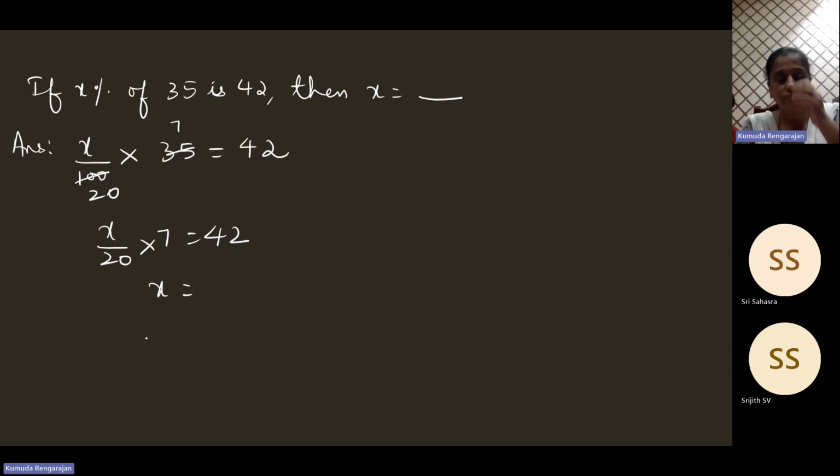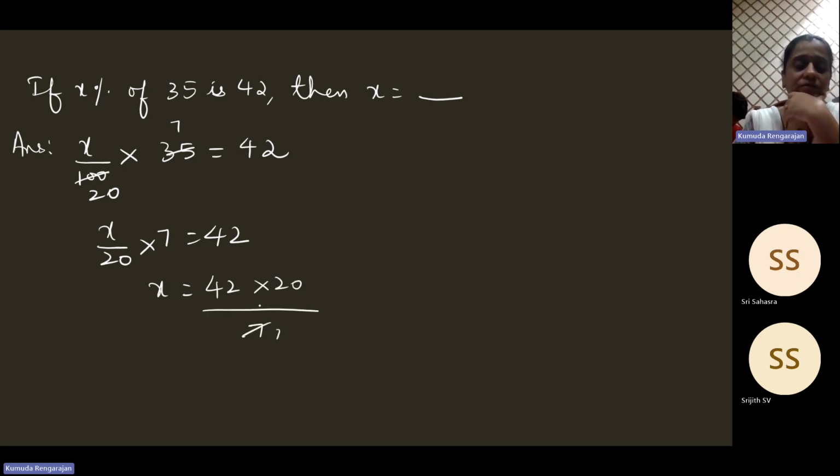Online children, how do you transpose? Yeah, quick. 42 into 20 by 7. Very good. 42 into 20 by 7. 7 6s are 42. So X is equal to 120.